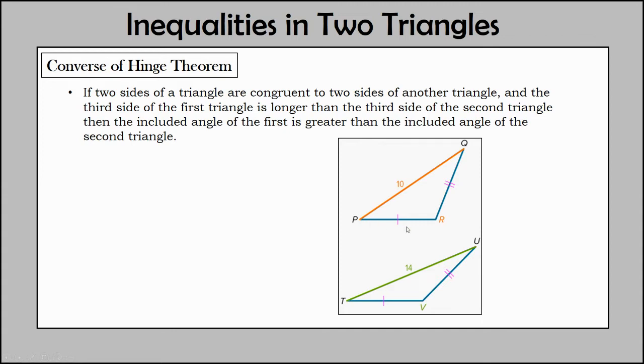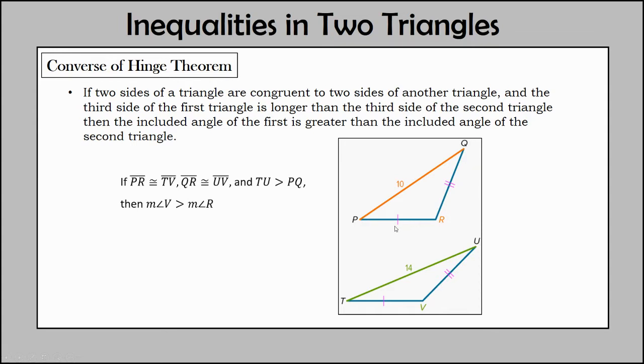All right. We also have a converse of the hinge theorem. So if two sides of a triangle are congruent to two sides of another, and the third side of the first triangle is longer than the third side of the second triangle, then the included angle of the first is greater than the included angle of the second.